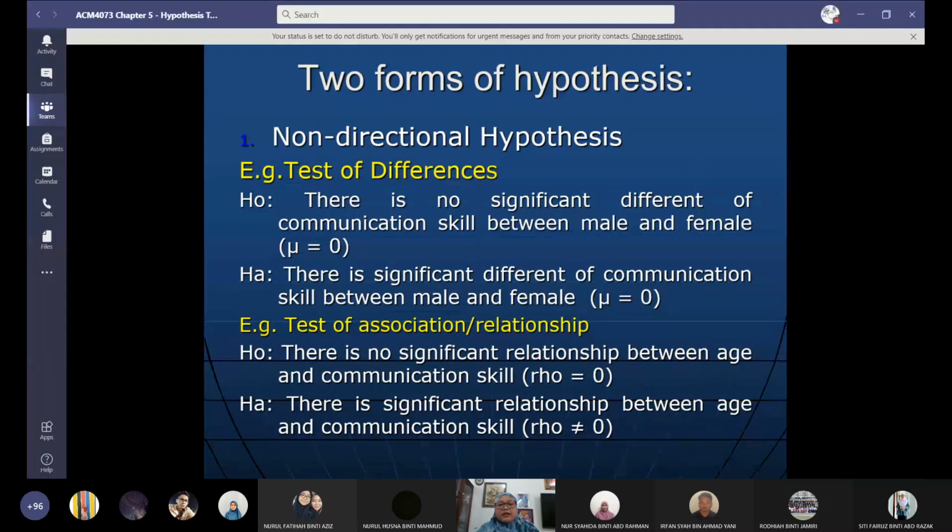And then non-directional, in terms of association or relationship, the null hypothesis, we can state that there is no significant relationship between age and communication skill. You can see the symbol, yeah? The U means differences and the relationship RHO.